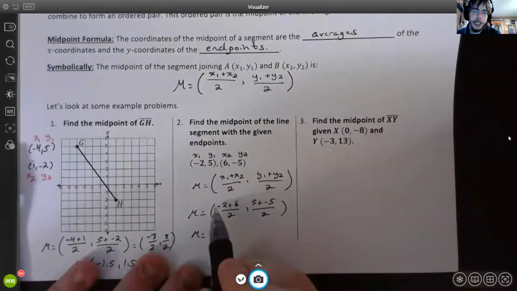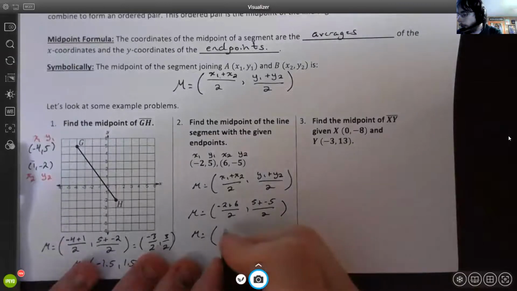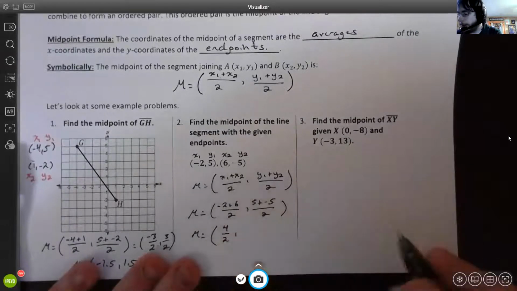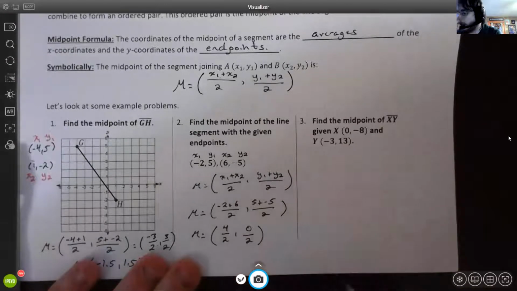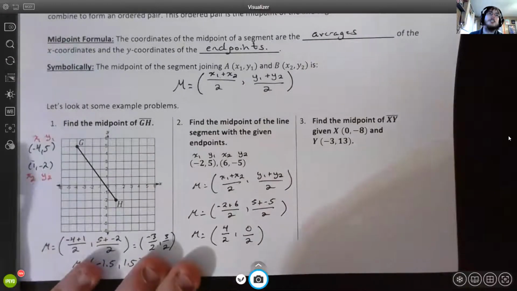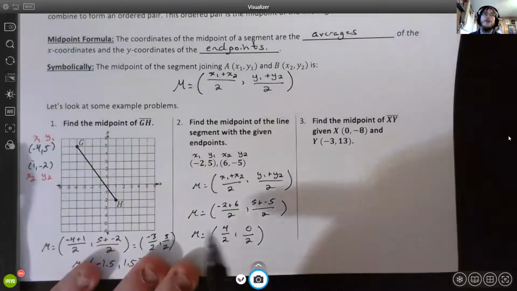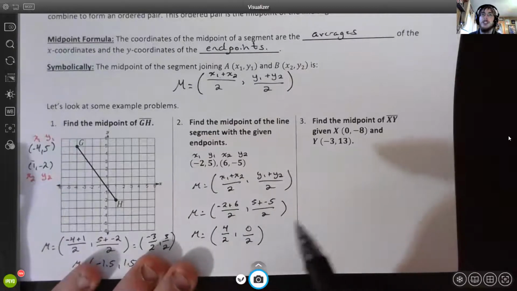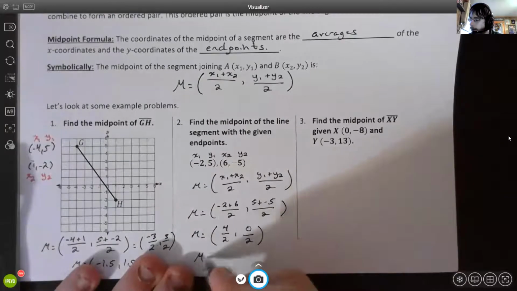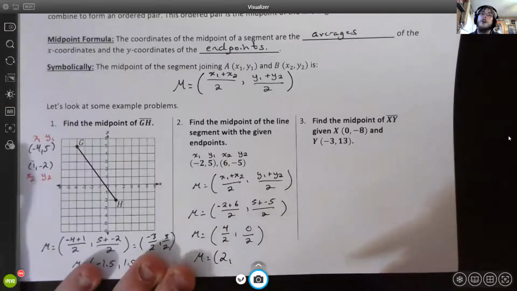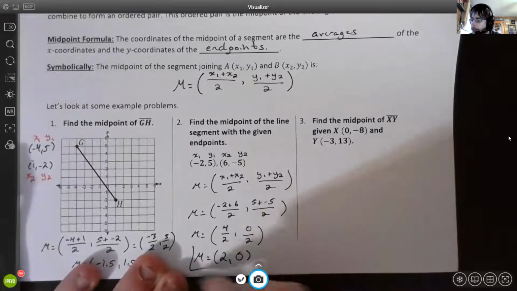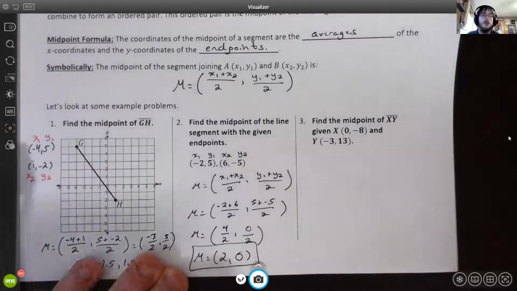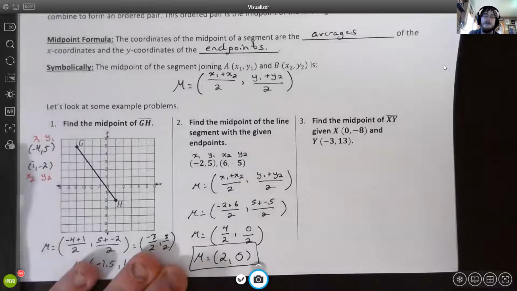Simplifying, we get -2 plus 6, which is 4 over 2. Then we have 5 plus -5, which is 0 over 2. Check to see if your fractions can be simplified, and you get 4 over 2, which is just 2. And you get 0 over 2, which is 0. So your answer for this one would be (2, 0).